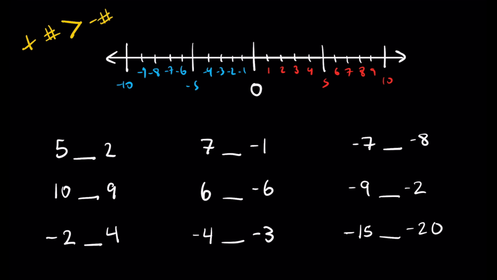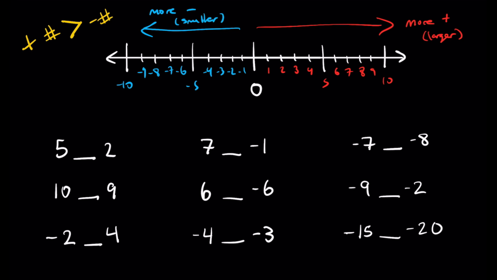And the further along to the right side of the number line you are, the more positive or larger. And the further to the left of the number line you are, the more negative or smaller.